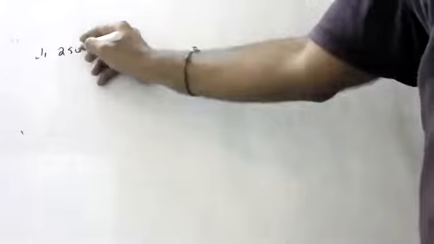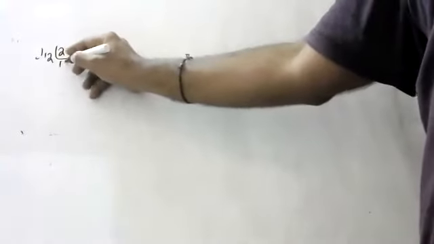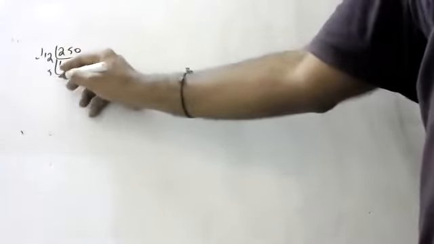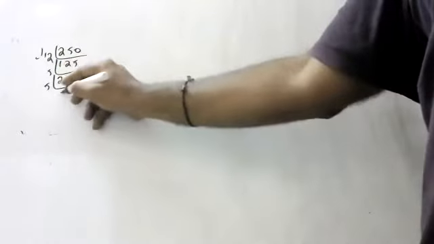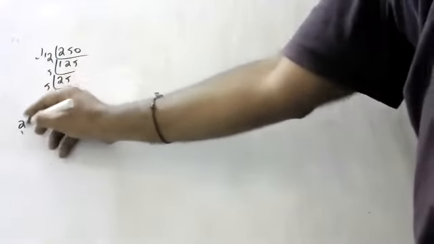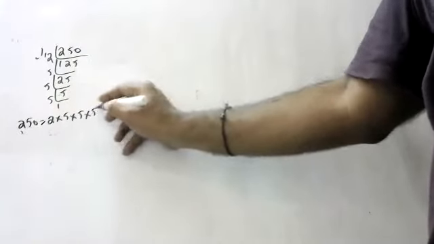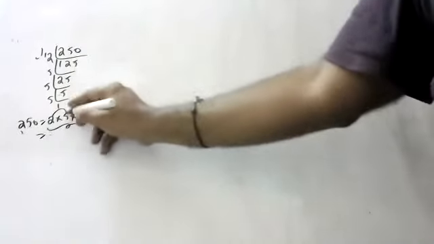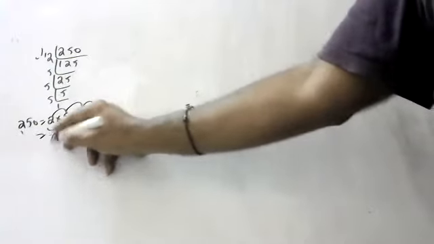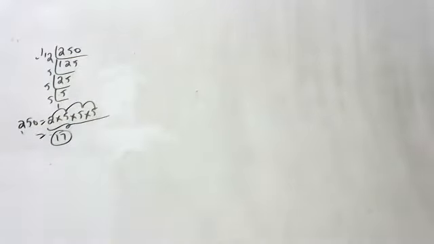Children, in the prime factorization of 250, what do we have? 2 times 125, then 5 times 25, 5 times 5, 5 times 1. So what are the prime factors of 250, children? 2 into 5 into 5 into 5. But they are asking for the sum of exponents: 2 plus 5 is 7, 12, 17. 17 is the sum. This is the first question.